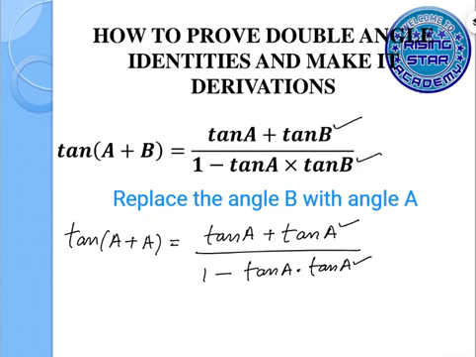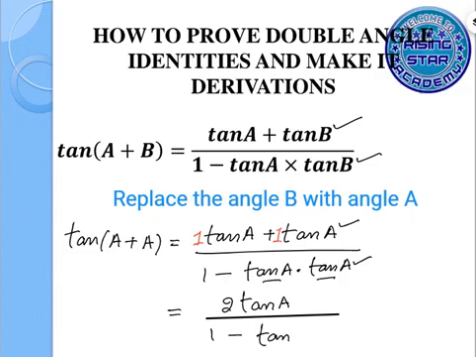Now I will simplify. So 1 tan A and this 1 tan A would become 2 tan A, and in the denominator it would be 1 minus tan A multiplying with tan A, that would become tan square A, and here we have tan of 2A. So we also proved this double angle identity.